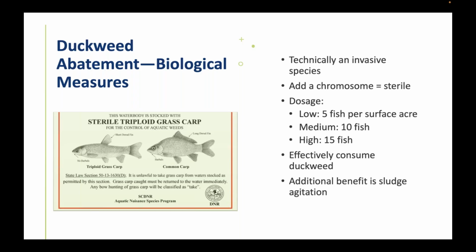So moving over to duckweed, a couple things on duckweed. So one is you can use grass carp. This question came up yesterday. Grass carp is technically an invasive species, but if you buy neutered grass carp, which is what you want, by the way, and put them in your pond, about 5 to 15 per acre, they will eat the duckweed, which is great. And they also can kind of swim along the bottom, and they can agitate the sludge a little bit, and you get some benefit from that sludge agitation, and you get some breakdown of the sludge as a result of that.